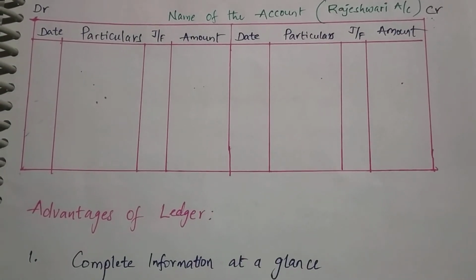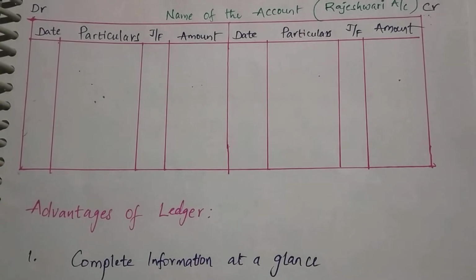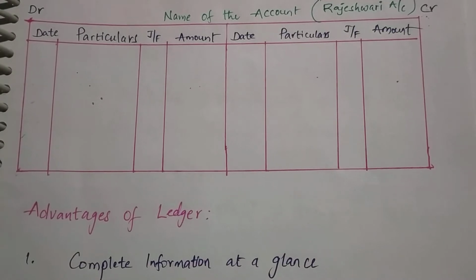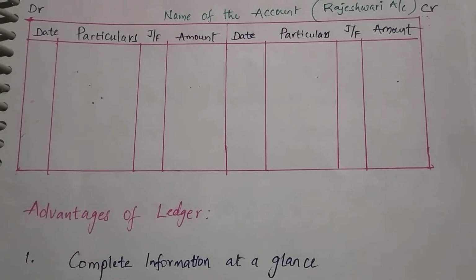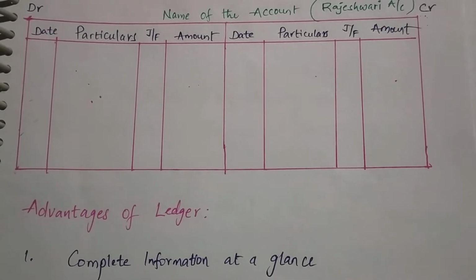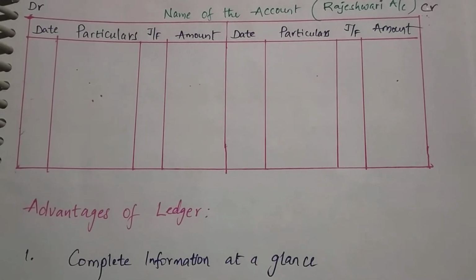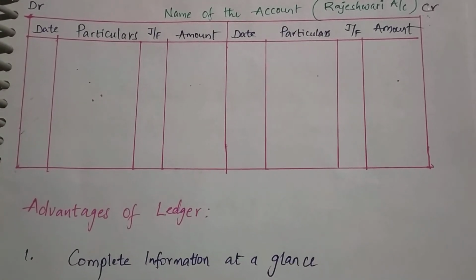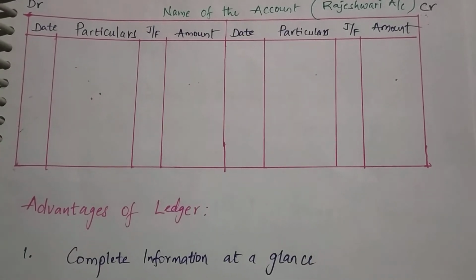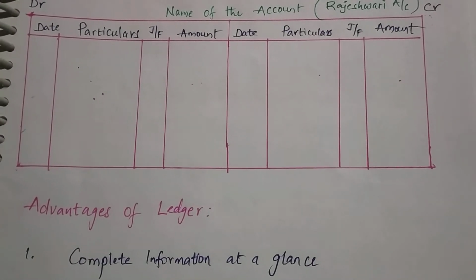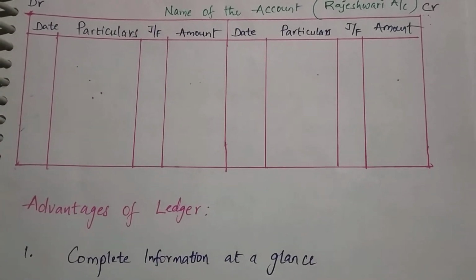The first advantage is complete information at a glance. All the transactions pertaining to any account are collected in one place in the ledger. By looking at the balance of the account, one can understand the collective effect of all such transactions at a glance. I hope you are very clear. So we get complete information at a glance, and can easily understand the collective effect of all such transactions.